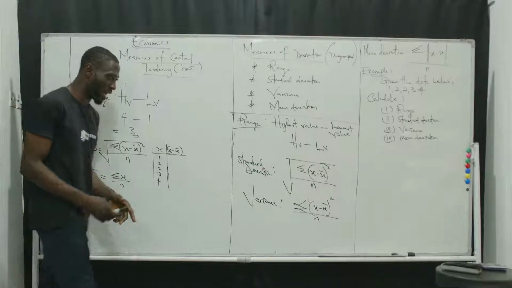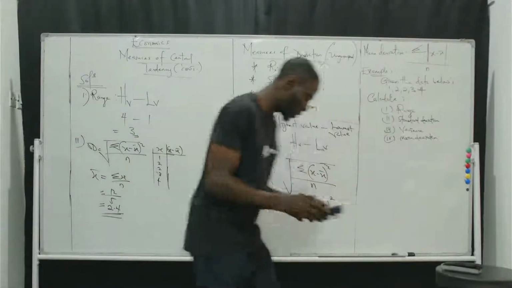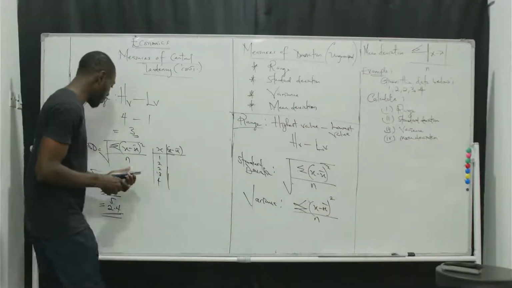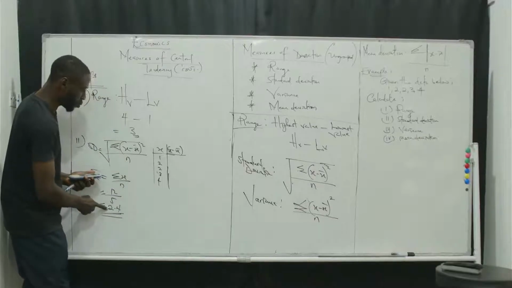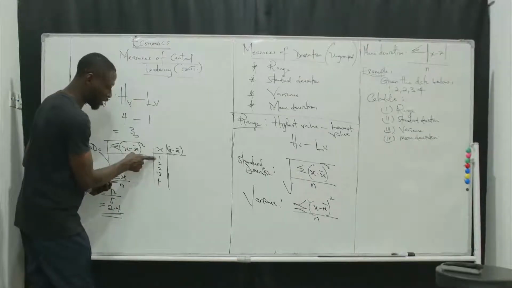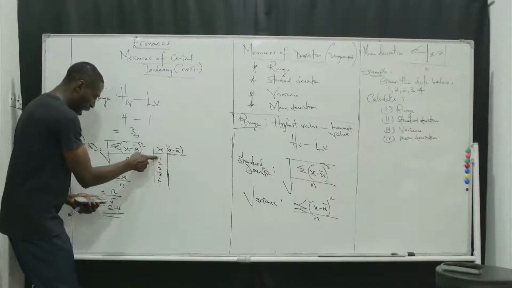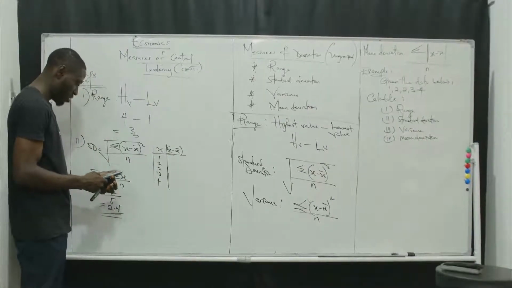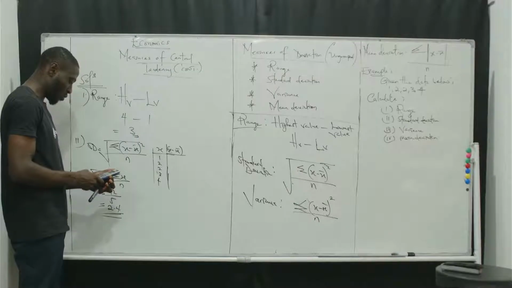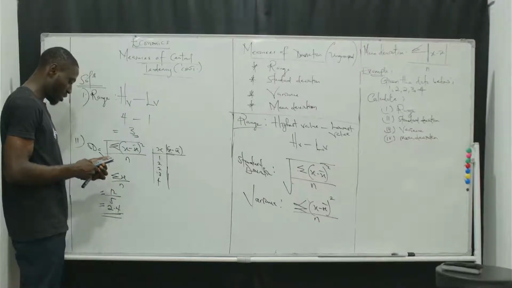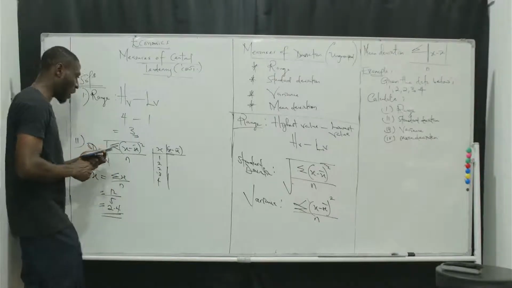So what is my x bar? Let's get our calculators ready. You know that I have my x bar to be 2.4, right? And I have my x to be 1. So I just say x minus x bar, that is 1 minus 2.4. I believe 1 minus 2.4 will give me minus 1.4.